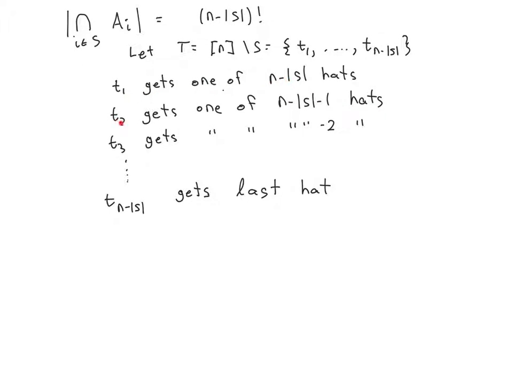After that, we know T2 gets one of the remaining hats, but he can't get the same one as T1, so he has to get a different one, so we subtract 1. Similarly, we've now removed 2 hats from the pile, so T3 gets n minus |S| minus 2 hats, and so on and so forth. And by the time we get to the last person, there's only 1 hat left. And since each of these choices, the dependency on the choices is already taken care of by doing the subtraction, we get a factorial. This is also known as choosing a bijection.